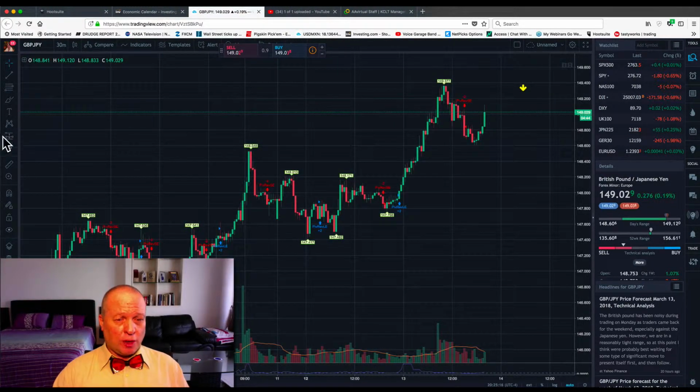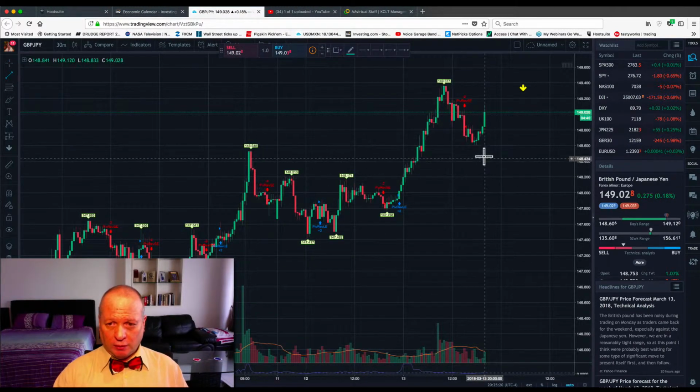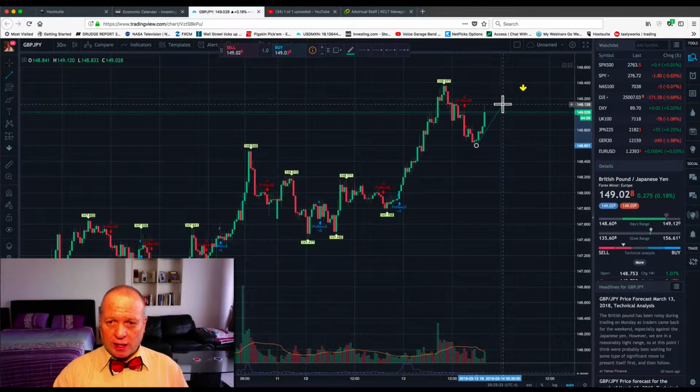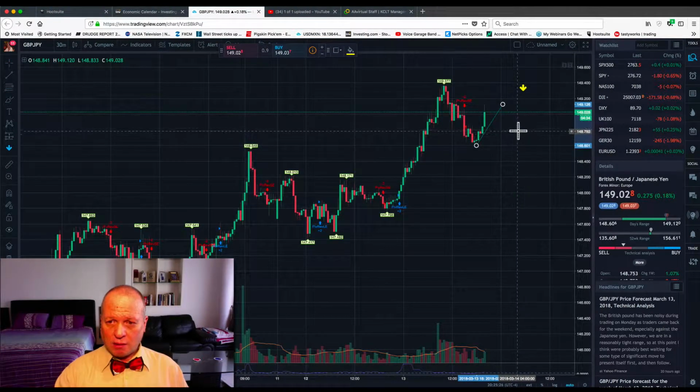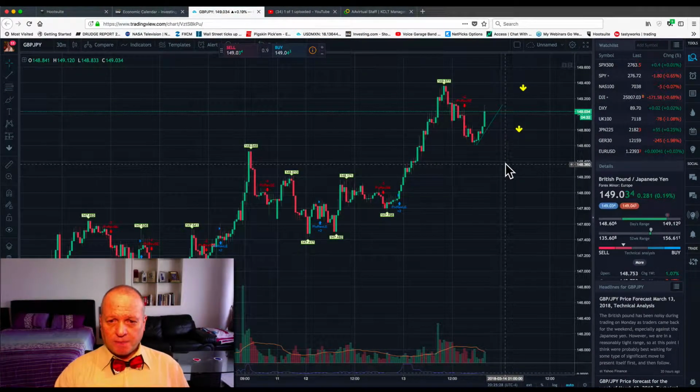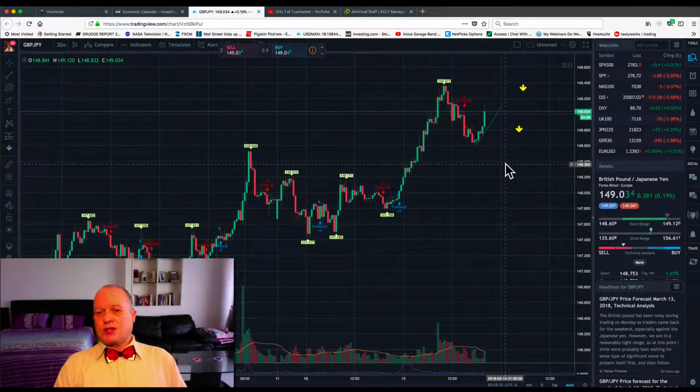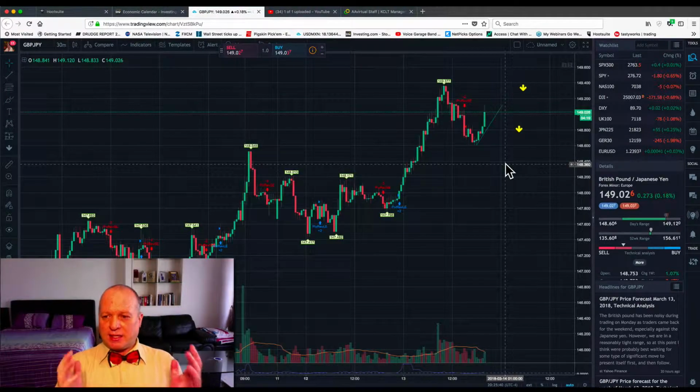Or we can trend line this. We got some options on this one, right? We can trend line this and look to sink this baby here. That does not look like a bad idea to me. I like the thing to the upside, and then take it back down.